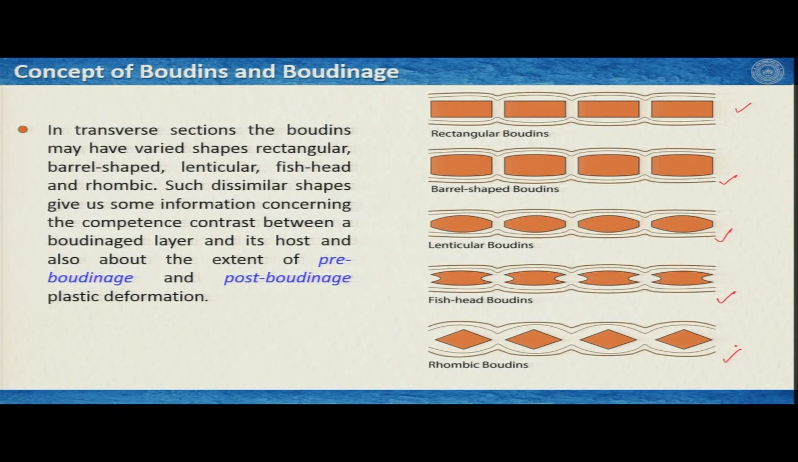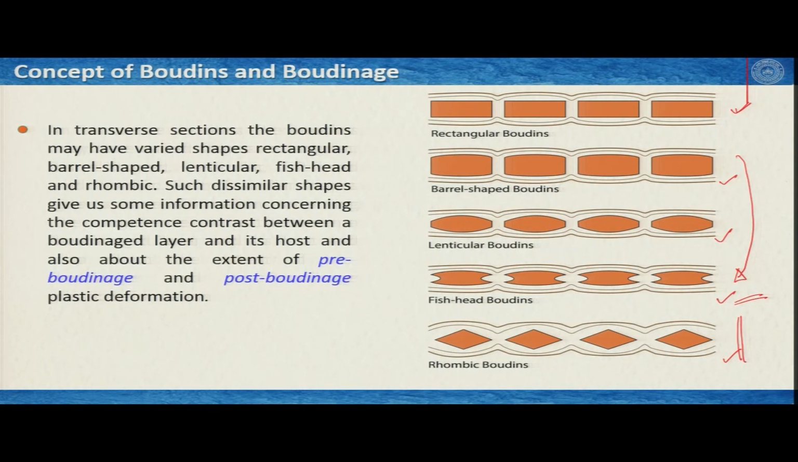Now, these are not necessarily the product during the Boudinage. Rectangular Boudins, yes, when you just initiate the Boudinage processes, it is possible that you form a geometry or structure like this. But with continued deformation, we actually arrive somewhere here. The rhombic Boudins are somehow different. We will not look at them in detail, but if you are interested, you may have a look at a paper by Professor Mandal in 2001. We mostly restrict ourselves up to the fish head Boudins.